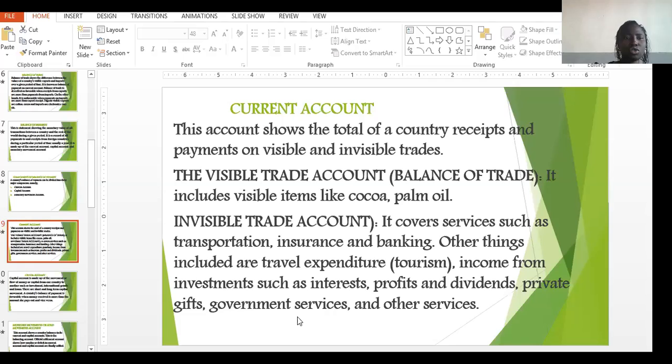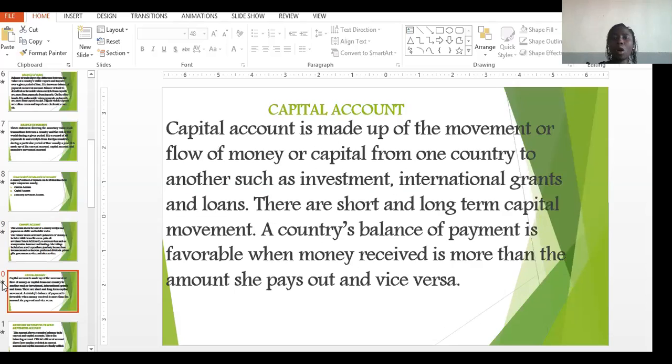All right, so let's go to the other part, other accounts, which is the capital account. The capital account is made up of the movement or flow of money or capital from one country to another, such as investments, international grants, and loans. There are short and long-term capital movements. A country's balance of payment is favorable when money received is more than the amount paid out, and vice versa.